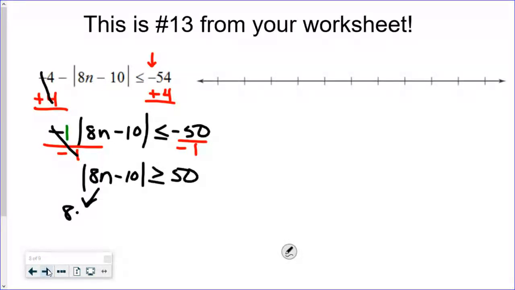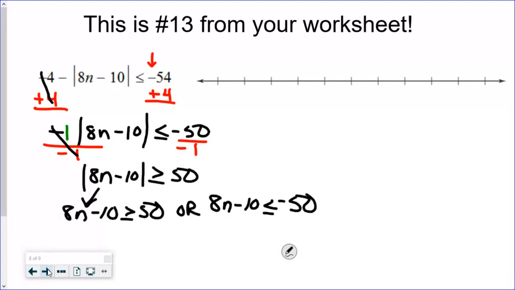Now I can split it up. 8n minus 10 is greater than or equal to 50. Greater than is an or. 8n minus 10 is less than or equal to negative 50. Okay, because we flipped that sign, now it will actually work and you can finish this problem.